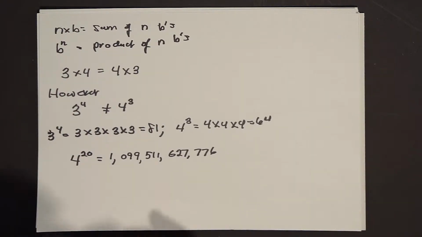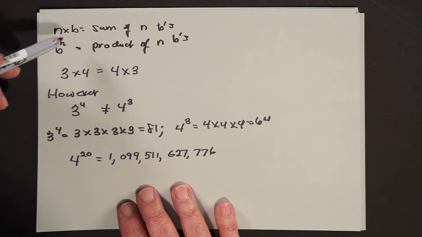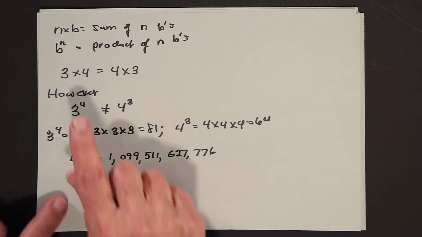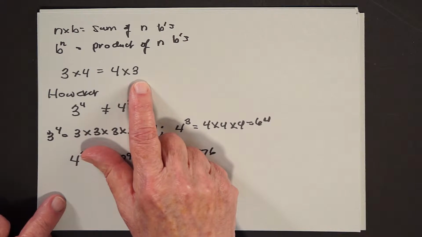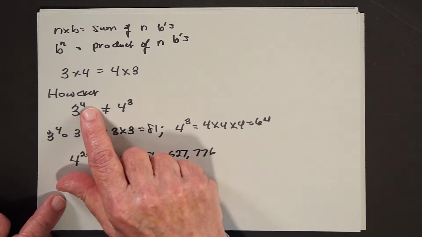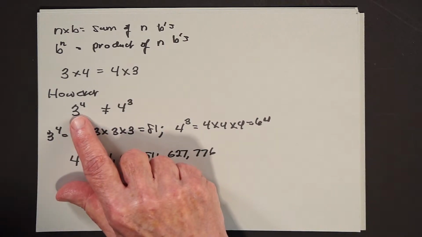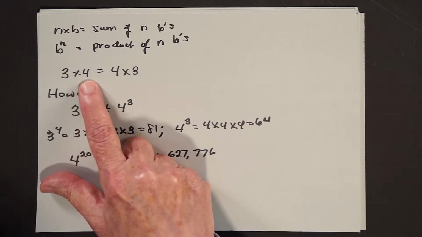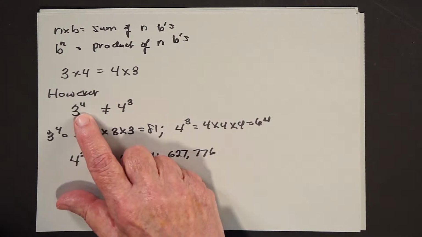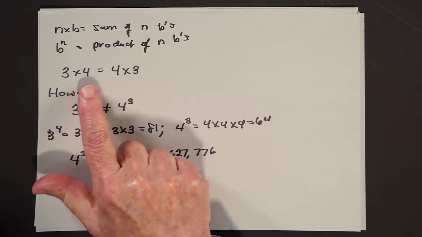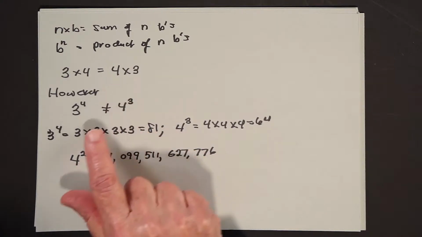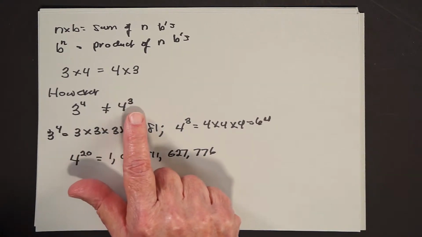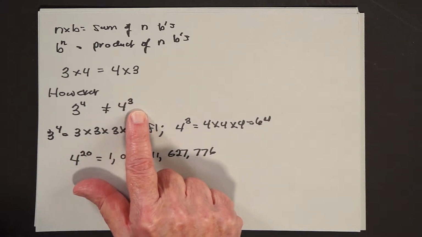Students will often confuse the sum of n b's with the product of n b's. In other words, we know that 3 times 4 is 4 times 3. Students very often, because they're not used to the notation, will look at 3 to the 4th power and call it 12. No, 3 times 4 is 12. 3 to the 4th power is 3 times 3 times 3 times 3. And notice that even though 3 times 4 is equal to 4 times 3, 3 to the 4th power is not equal to 4 to the 3rd power.